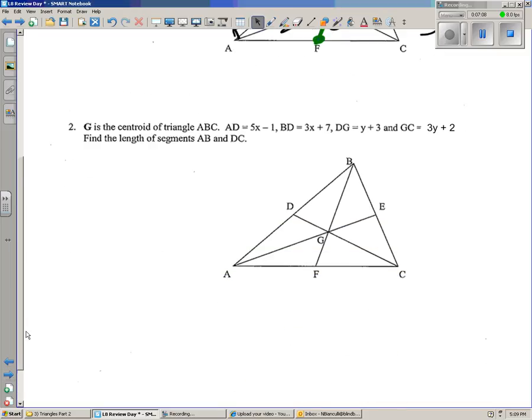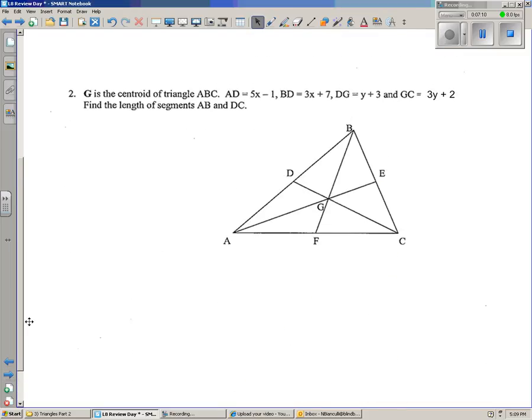All right, next problem. We have G is the centroid. So again, if G is the centroid, we know that these guys, D, E, and F, are midpoints. So AD is 5x minus 1. BD is 3x plus 7. DG is y plus 3. And GC is 3y plus 2. And they want us to find the segments AB and DC.